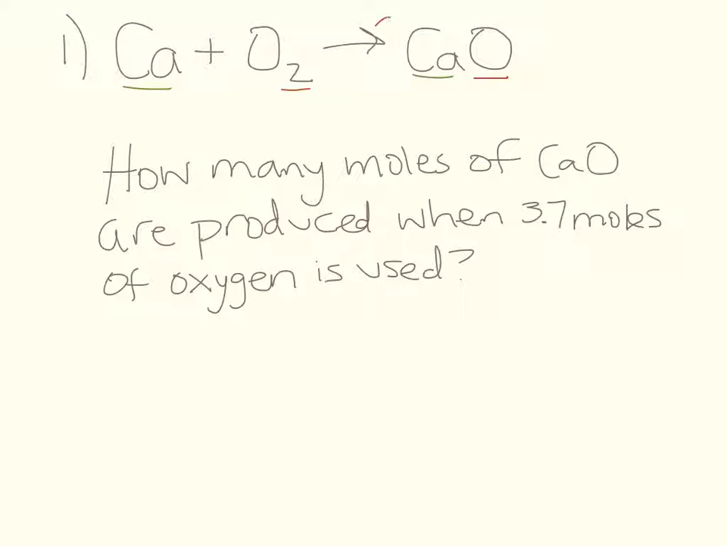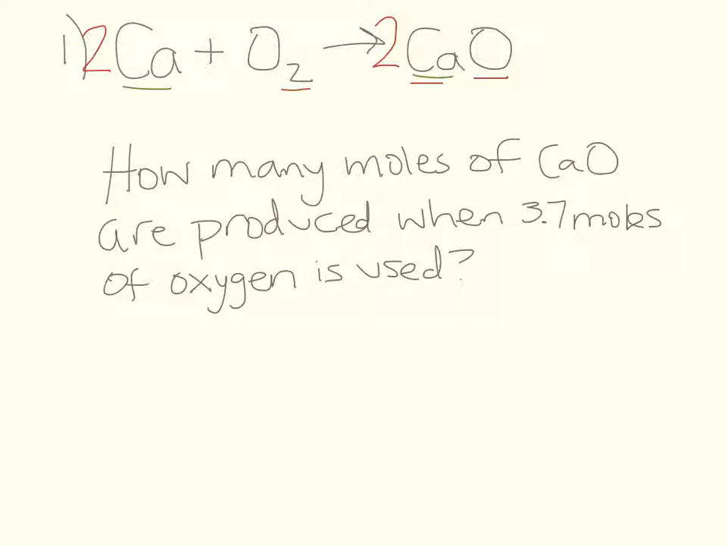So that means we're going to need to put a 2 out front here to balance out that oxygen. But now we've got 2 calcium on the right, and to balance that out, we need a 2 out front here. Now we've got 2 calciums on both sides, and 2 oxygen atoms on both sides. Remember that these coefficients we just changed represent moles of that substance.